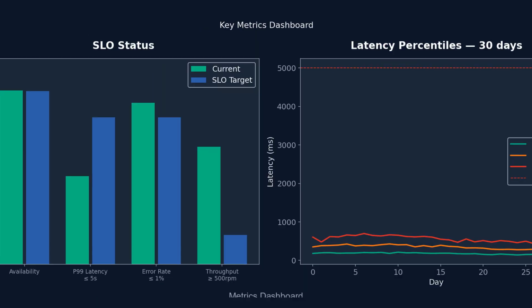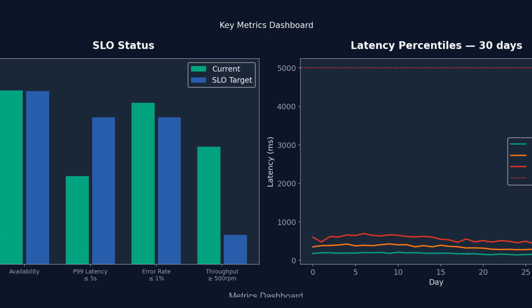This SLO dashboard answers a question that metrics dashboards alone can't. Are you actually meeting the commitments you made to your users? The SLO status bar chart on the left compares your current achievement against your defined targets across 4 dimensions: availability, P99 latency, error rate, and throughput. The blue bars represent your targets. The green bars show where you actually landed over the past 30 days. When a green bar falls short of its blue target, that's an SLO breach. And depending on your error budget policy, that may trigger a freeze on new deployments until reliability is restored.